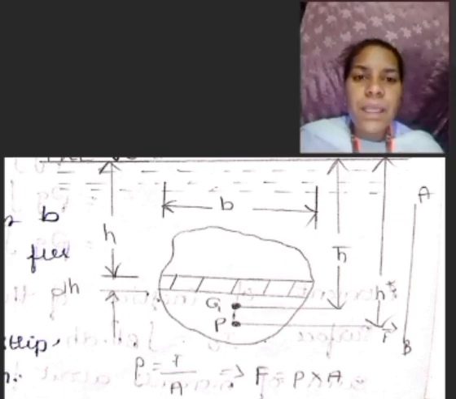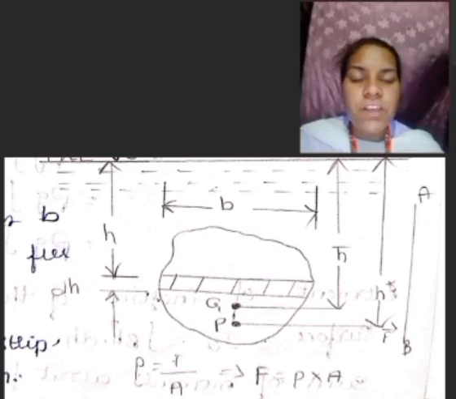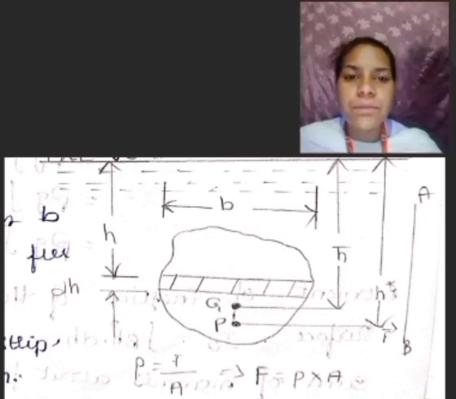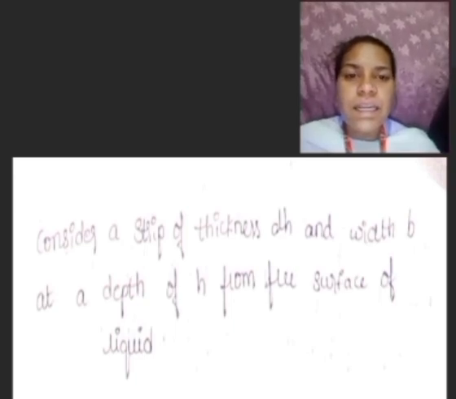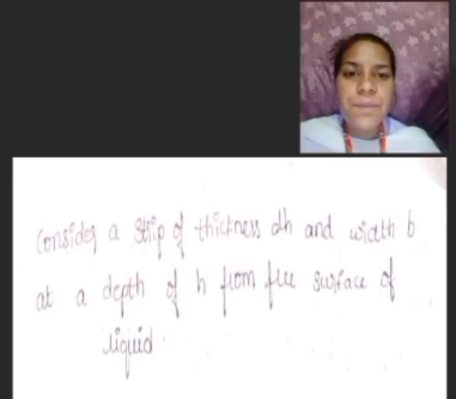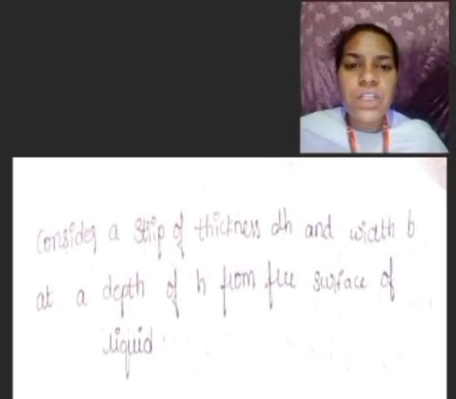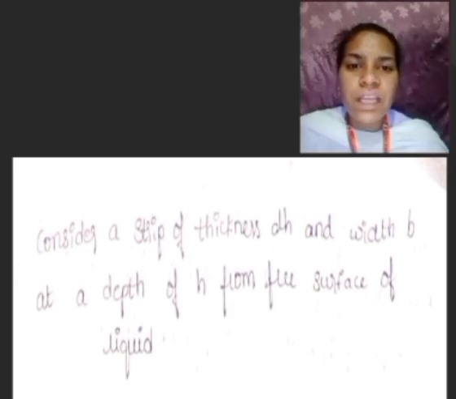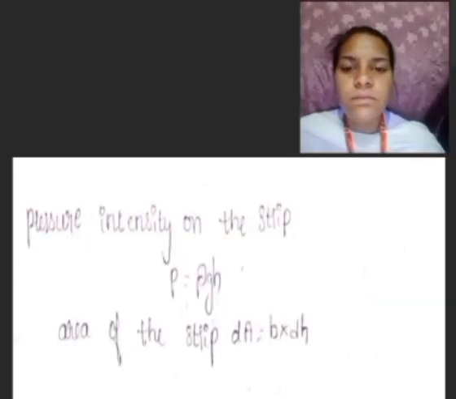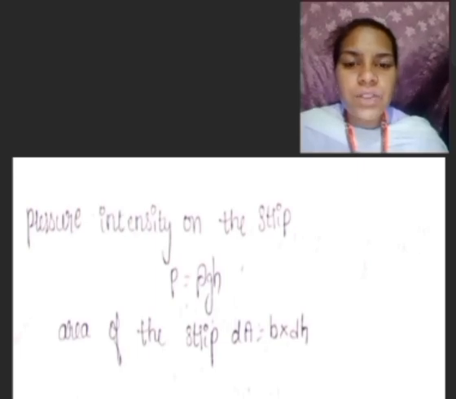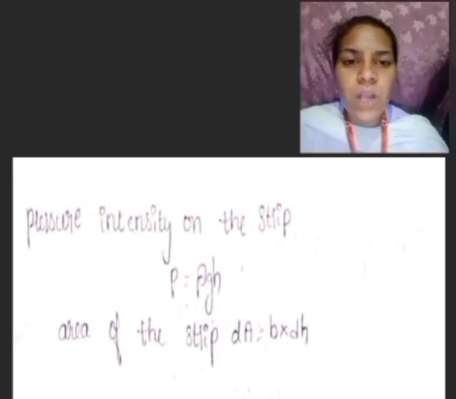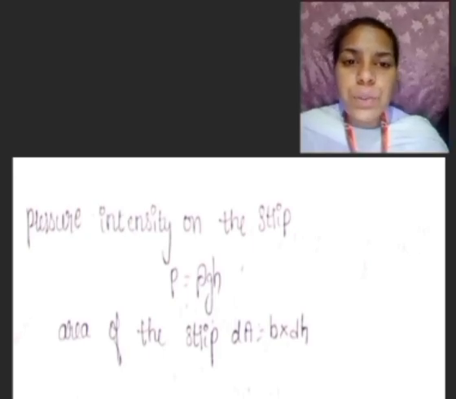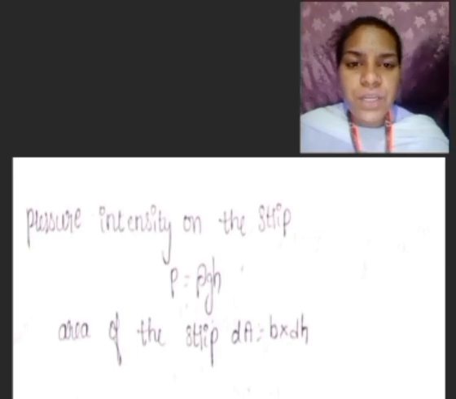We have to derive P is equal to F by A, so F is equal to P into A. Consider a strip of thickness dH and width B at a depth of H from the free surface of the liquid. Pressure intensity on the strip, P is equal to rho ZH. Area of the strip dA is equal to B into dH.